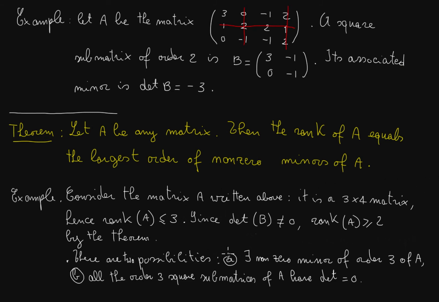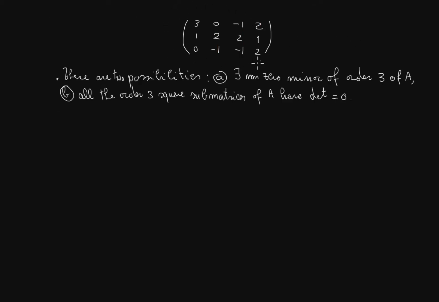Therefore, there are two possibilities. One is that there exists a non-zero minor of order 3 of A, or else the opposite: all the order 3 square submatrices of A have determinant equal to 0. Hence, there is no minor of order 3 that is non-zero. Here is the matrix A. Let's see which one of the two is true, possibility A or possibility B.